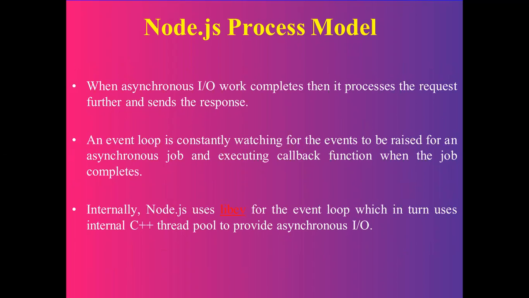Then there is the event loop. The event loop is constantly watching for events to be raised for an asynchronous job and executing the callback function when the job completes. Internally, Node.js uses libraries like libev for the event loop, which uses an internal C++ thread pool to provide asynchronous IO.